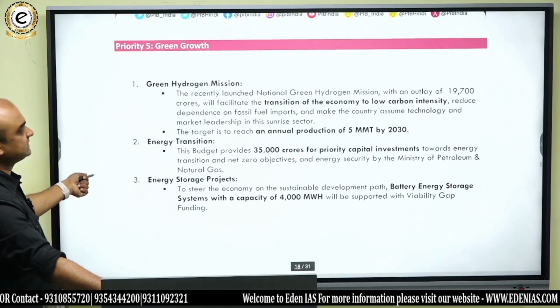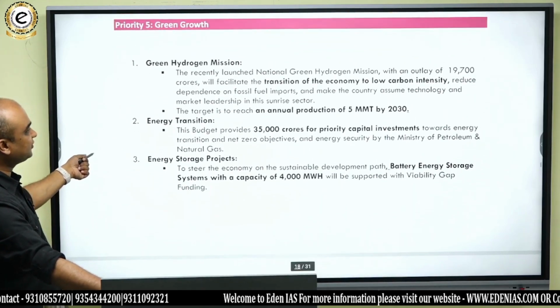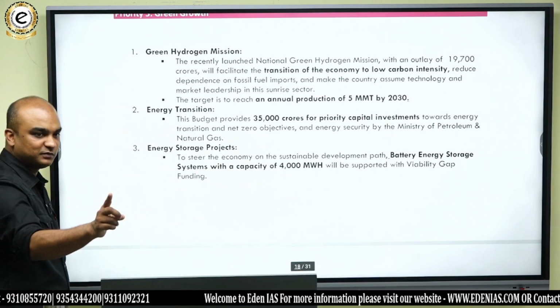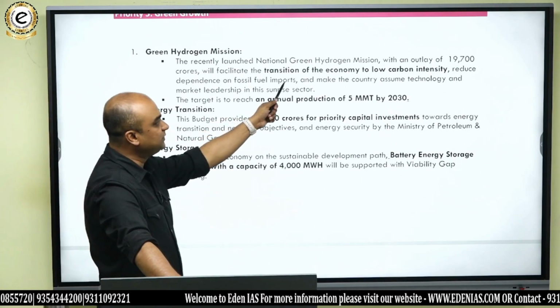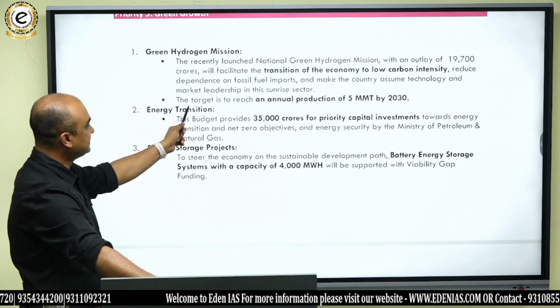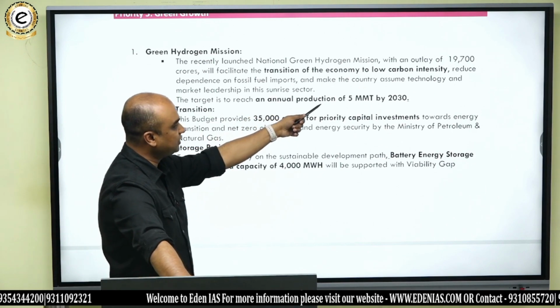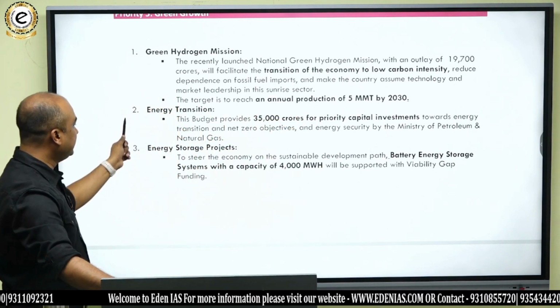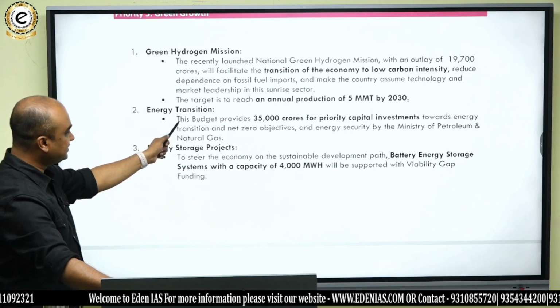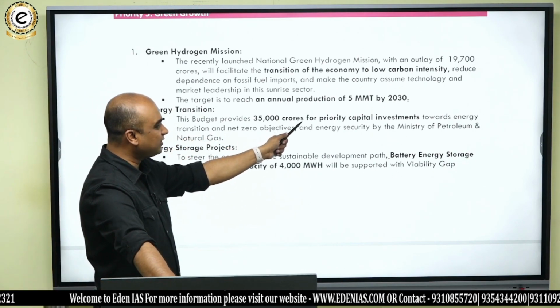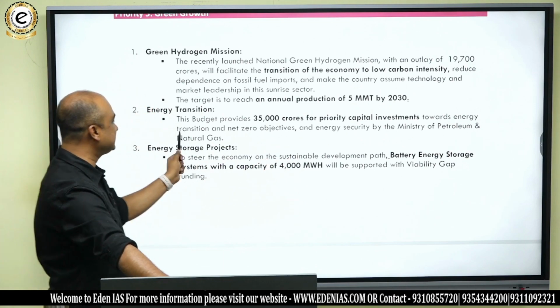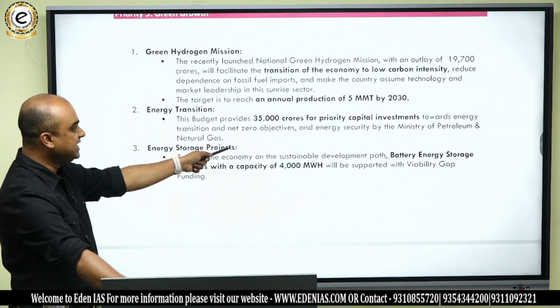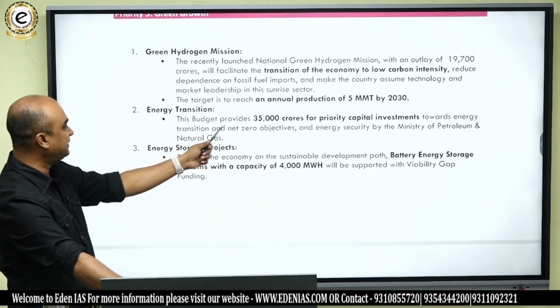5th priority, which is green growth, green hydrogen mission, इसके बारे में हमने सर्वे में भी बात की थी. Transition of economy to low carbon intensity. The target is to reach an annual production of 5 million metric tons by 2030. Energy transition: this budget provides 35,000 crore for priority capital investment towards energy transition and net zero objectives and energy security by Ministry of Petroleum and Natural Gas.